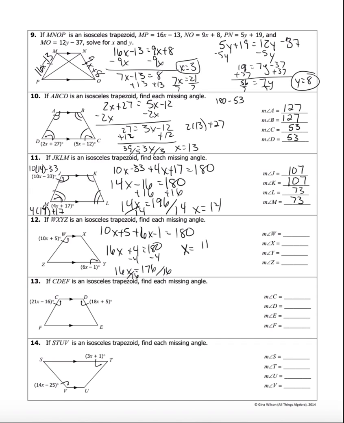Okay, so now you plug those in. 10 times 11 is 110, plus 5 is 115. 6 times 11 is 66, minus 1 is 65. And we know that x is also going to be congruent, because it's isosceles, and z is also going to be congruent to y, so 65.